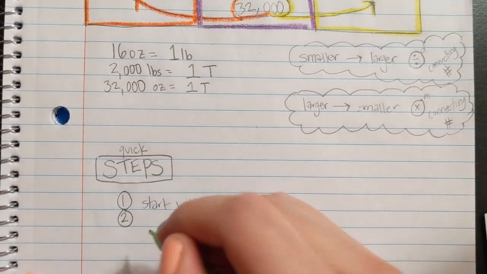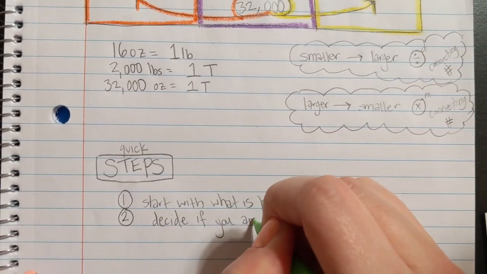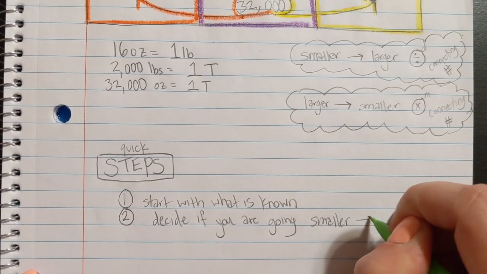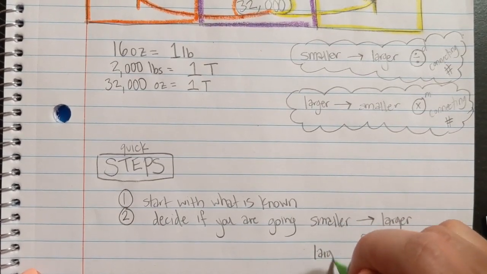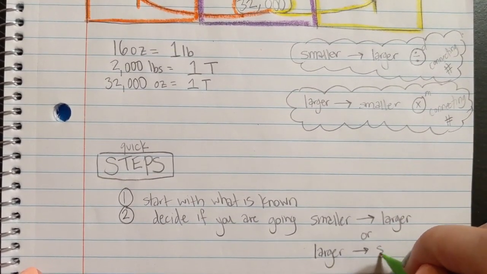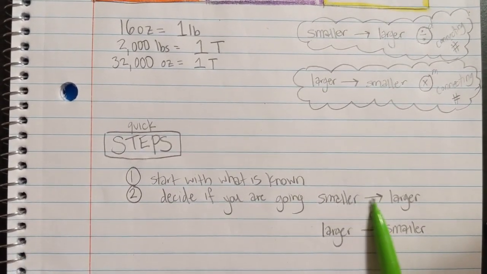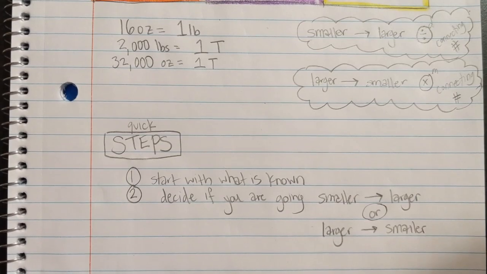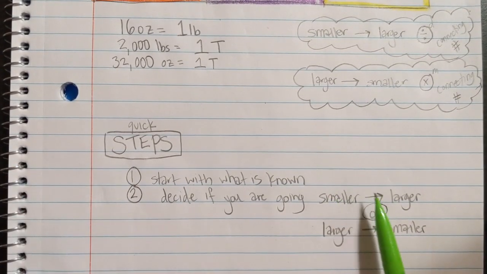Step 2, decide if you are going smaller to larger or something larger and converting it into some smaller units. So are you going from something that's smaller into larger, or are you going from something that's larger into smaller? Remember, if you started with a small unit and you changed it to a larger unit, like ounces to pounds, ounces are smaller than pounds, so that would be smaller to larger.